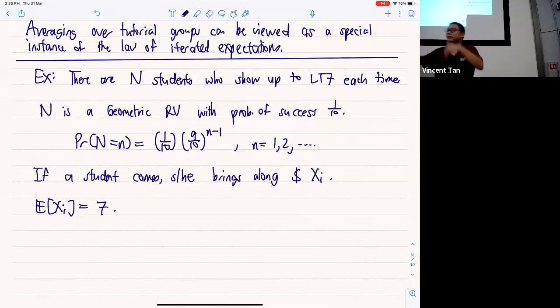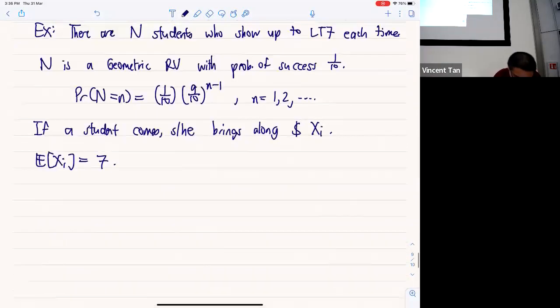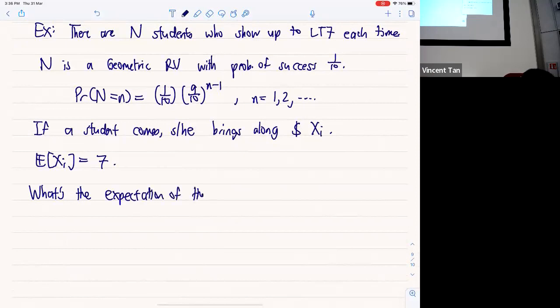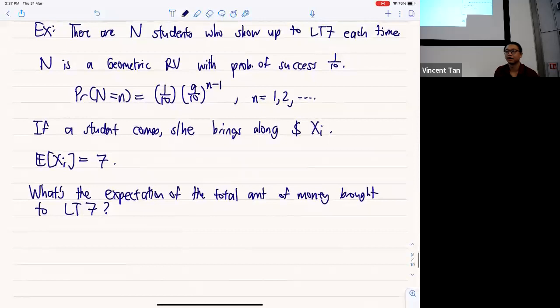So what is the total amount of money? The question is, what's the expectation of the total amount of money brought to LT7? Oh, let's assume that the professor brings no money. Okay, so there are two sources of randomness here.